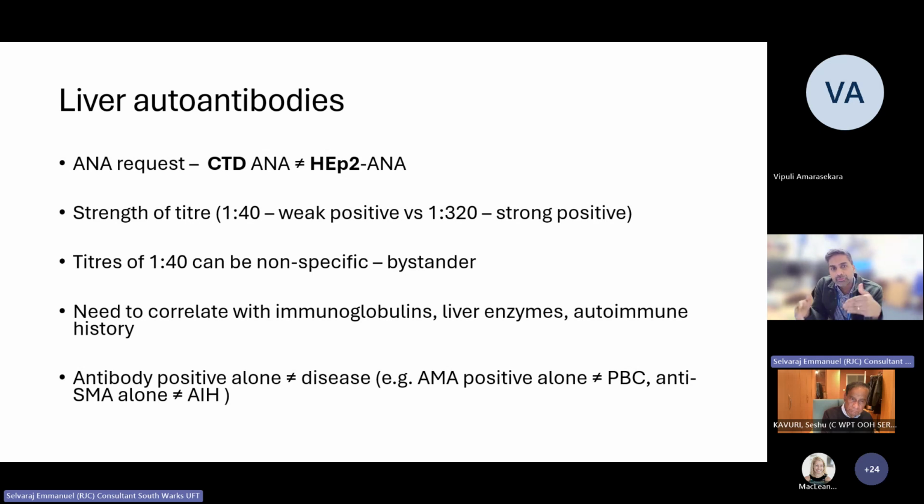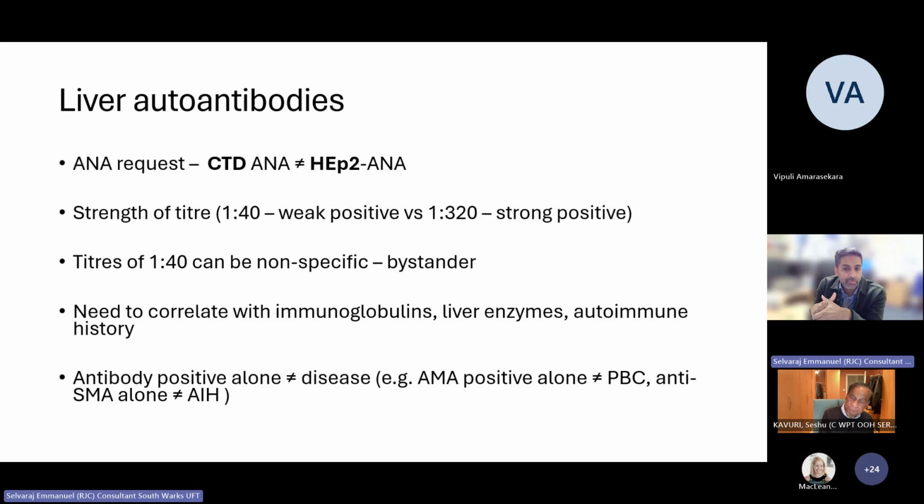In the absence of strength titers, it's important to correlate with the immunoglobulins, the liver enzymes, and the history instead of taking it out of context. If the immunoglobulins, particularly IgG, are normal, with a positive ANA or smooth muscle antibody, and the liver enzymes otherwise, ALT is not that high, and there's no autoimmune history, it's very unlikely that this patient has autoimmune hepatitis. Context is very, very important. Just because one test is positive doesn't mean that they have the disease. Just because the antibody is positive doesn't mean they have the disease.